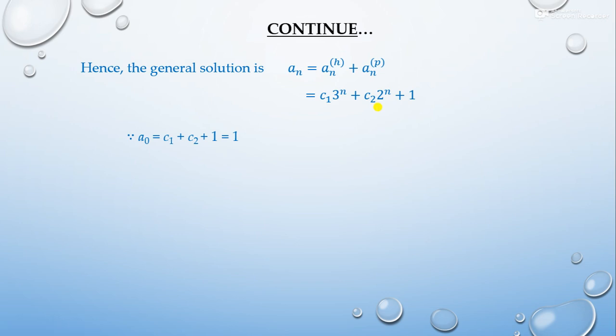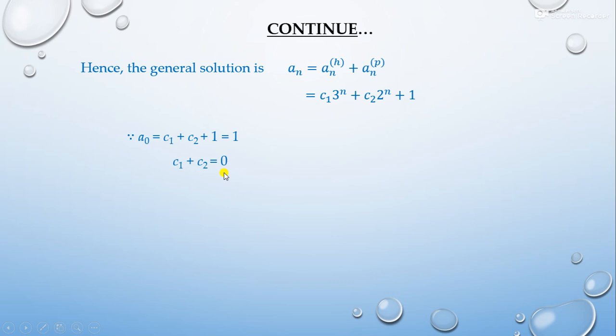Because in the question we have been given the initial conditions. So through these initial conditions we can find the values of C1 and C2. Now just put, because in our question it is given that a0 is equal to 1, so put here n equal to 0. So it becomes a0 equal to C1 3 raised to the power 0 plus C2 2 raised to the power 0 plus 1, and a0 is given as 1. So from here we get the equation C1 plus C2 is equal to 0.